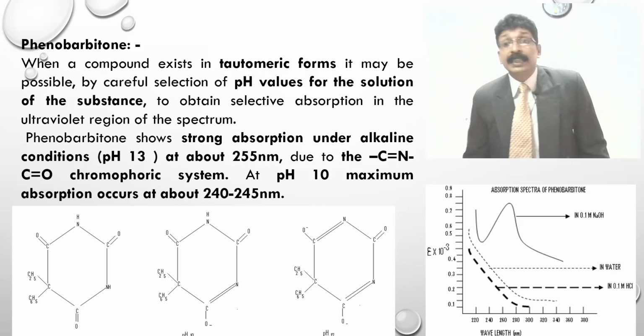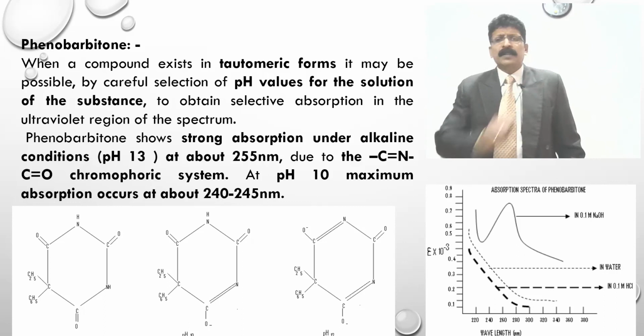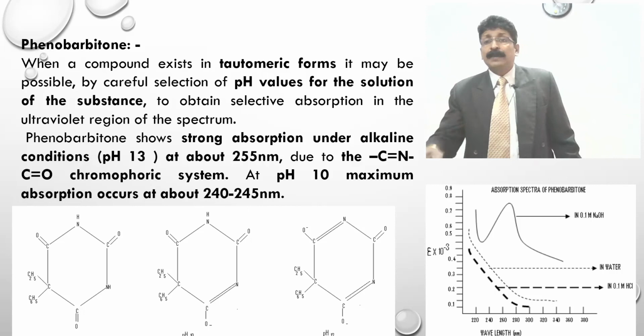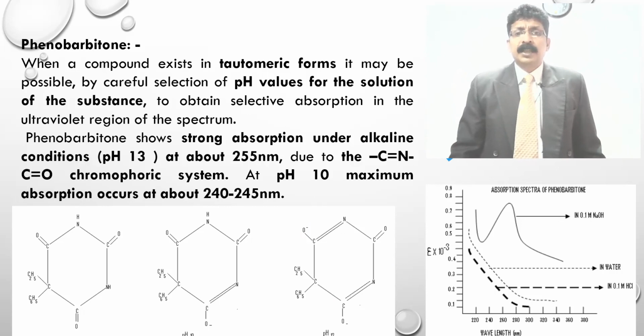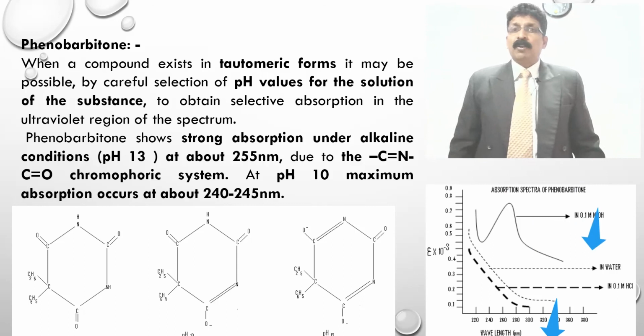When you take it in sodium hydroxide solution, it gives very good absorption, because you see here, it gives 255 nanometer. But at the same time, in an acidic pH or in water, it doesn't give a peak at all. You can see the graph which I have expressed here. You see this structure here, which is showing the sodium hydroxide peak when it is solubilized.